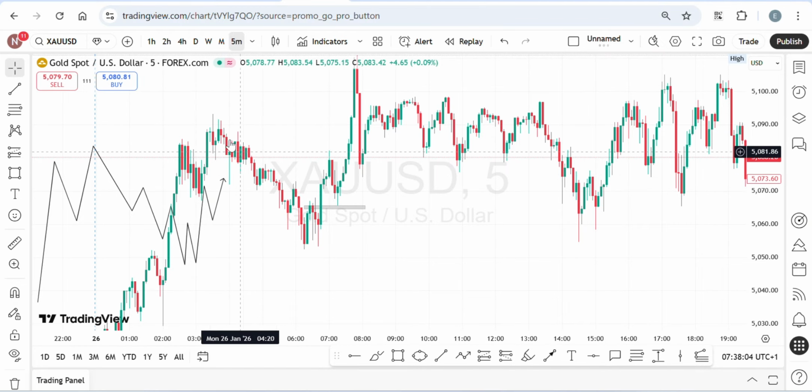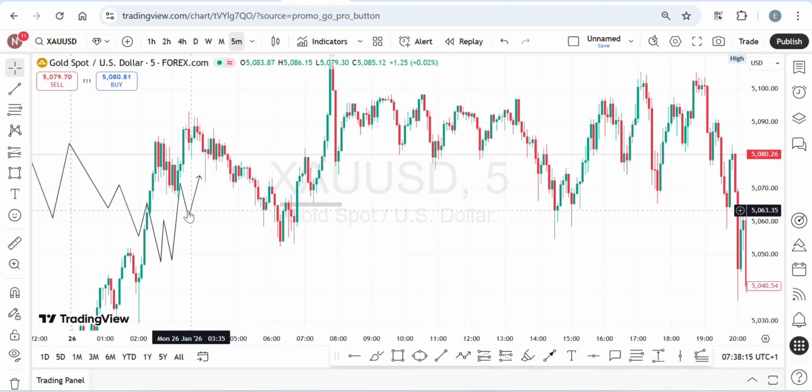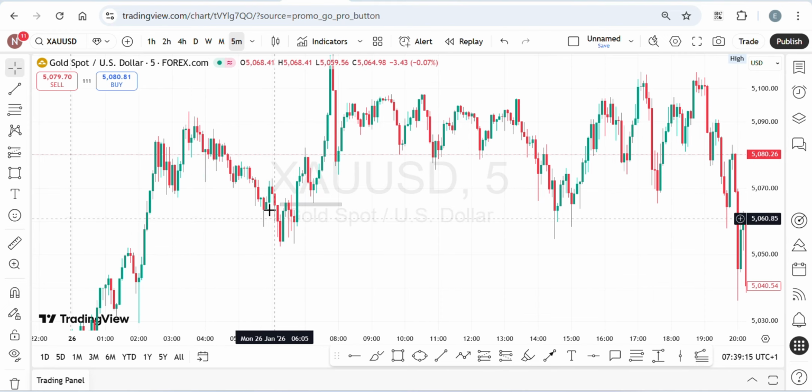So as price was correcting, we could see how it changed structure here. We could see how price changed from its previous course. Since we know the overall movement or the overall trend is bullish, we could consider this as a retracement.